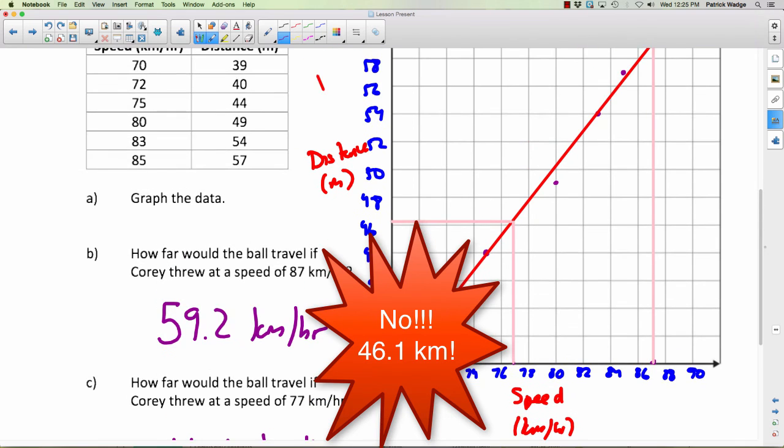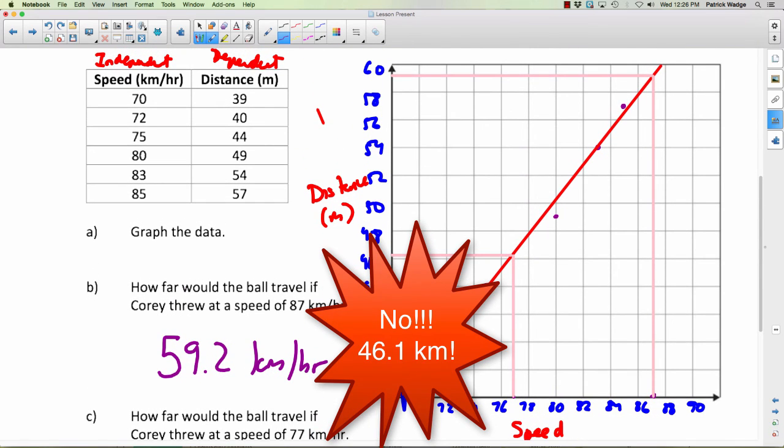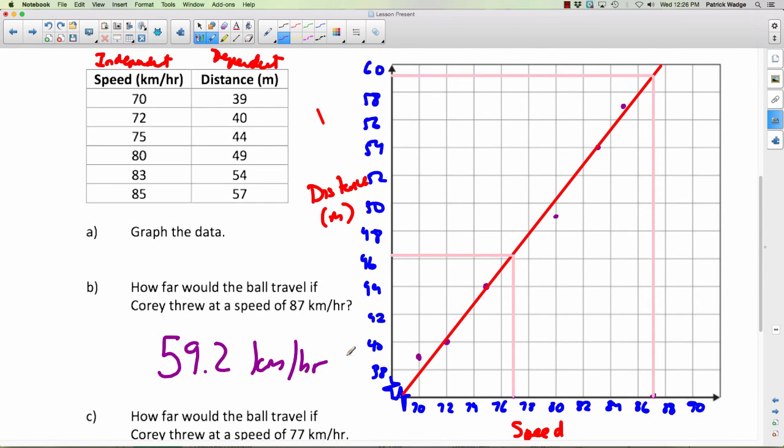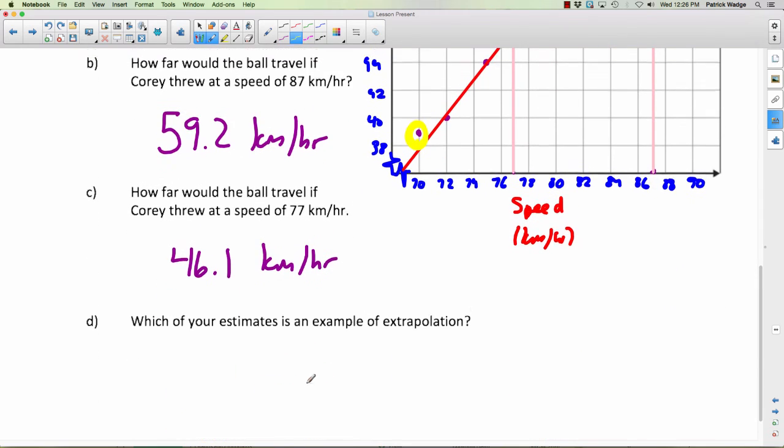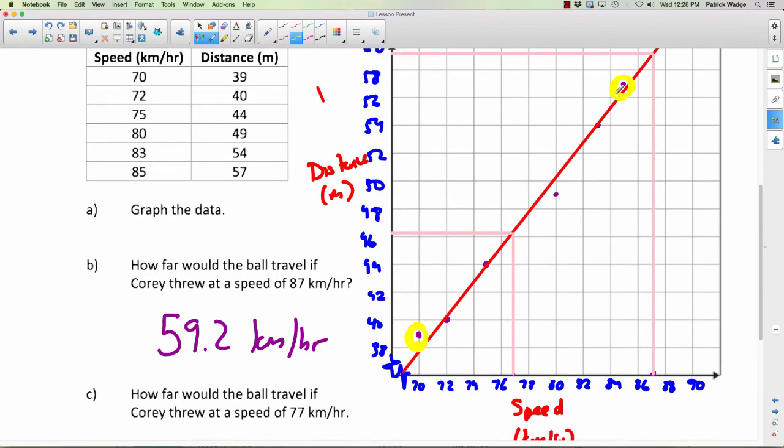Now, one of those questions was interpolation, one of those was extrapolation. How do you tell? Look at the extremes we knew. The smallest we knew was this point here, when the speed was 70. And the biggest we knew was this one when the speed was 85. So which one of those points that we just found fell within those yellow circles?